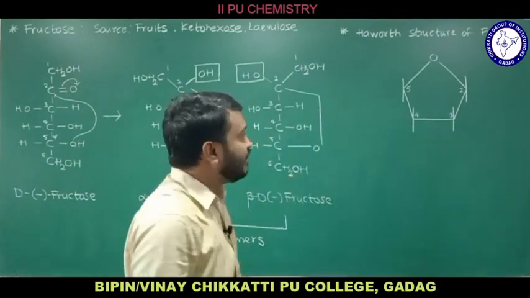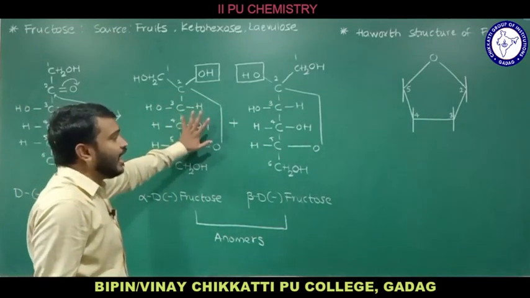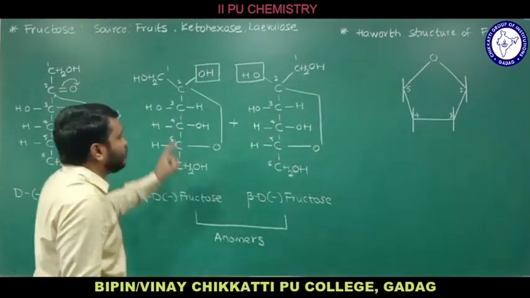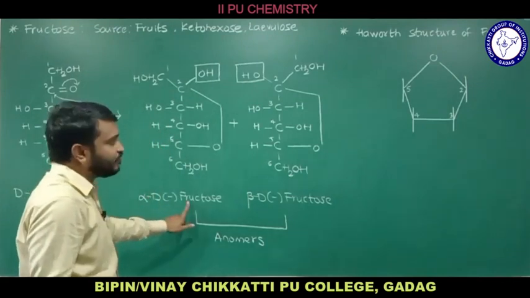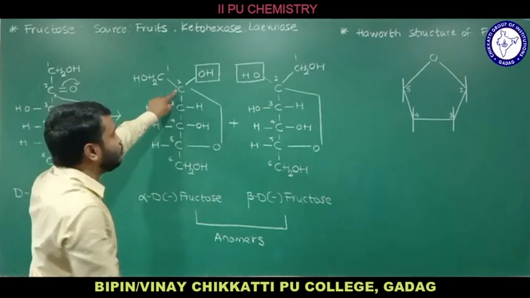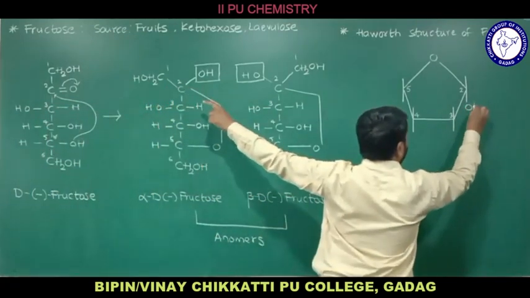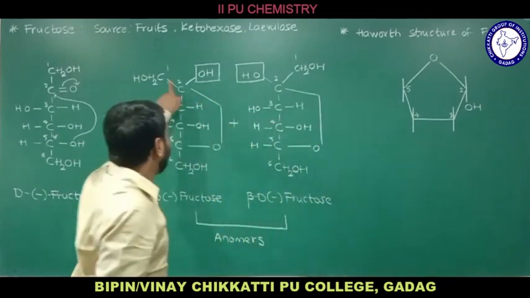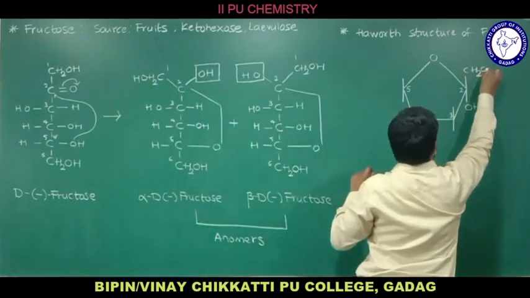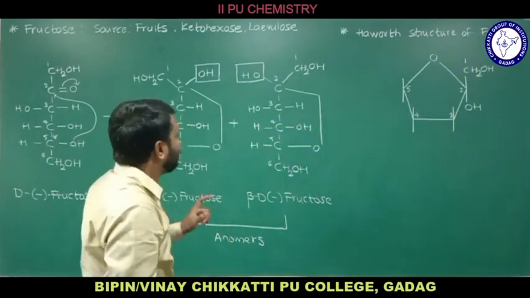So what rule do we need to follow? The groups which are present on the right side have to be placed below in the Haworth structure. Now I am going to draw alpha-D-fructose. Carbon number 2, the right side, OH is on the right side, so I have to place OH below. On the left side we have CH2OH, so I am going to write CH2OH here, and this carbon will be carbon number 1. Numbering is for carbon, I told you that.